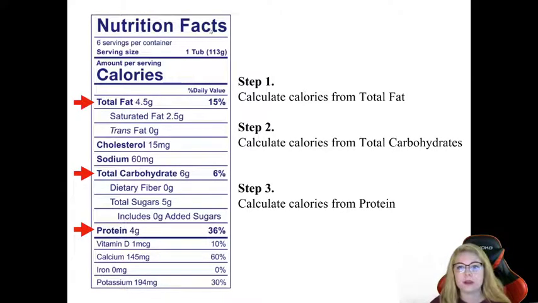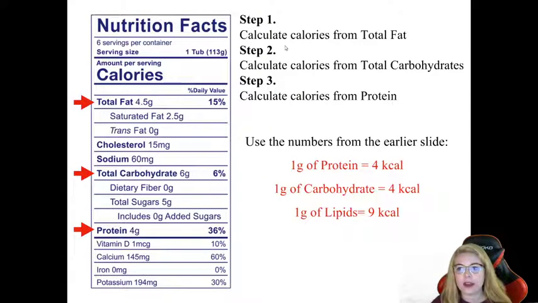So the first step for this is going to be to calculate the total calories from fat, calculate calories from total carbohydrates, followed by calories from protein. Okay, so these are the numbers we're going to be using. So for fat, 4.5 grams, for total carbohydrates, 6 grams, and for protein, 4 grams. All right, so if we do that, steps 1, 2, and 3, we're going to use the numbers from the earlier slide.